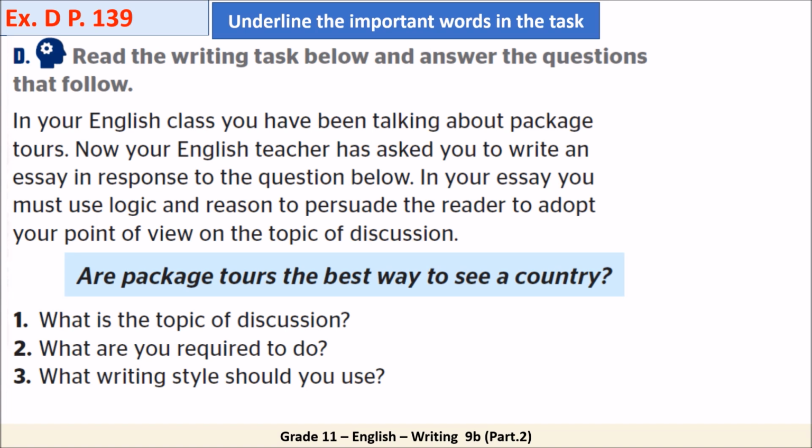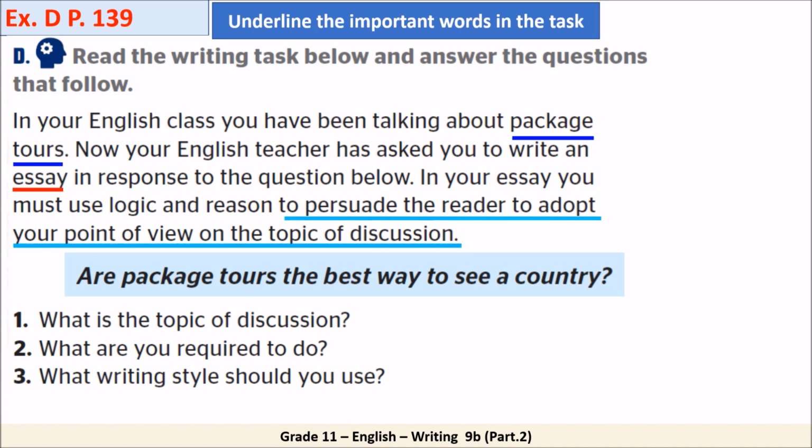So, what keywords did you underline? Yes, very good. Package tours, the topic of discussion. What else? Yes, very good. Essay. You are going to write an essay, not an email, not a story. And remember, in the first part of writing 9B, we said that an essay includes an introduction, a body, and a conclusion.